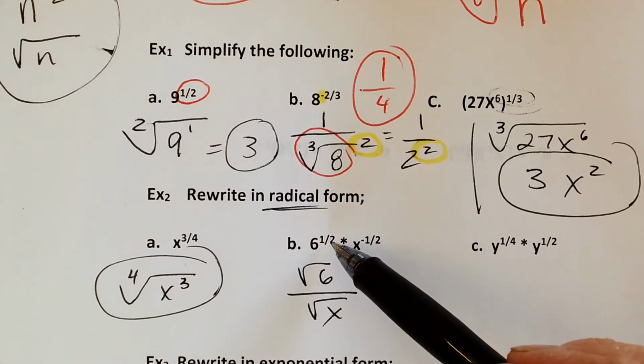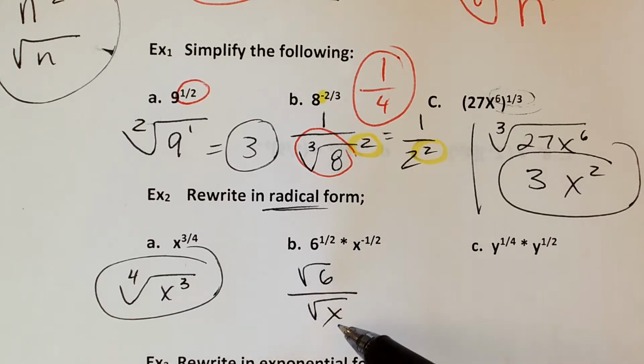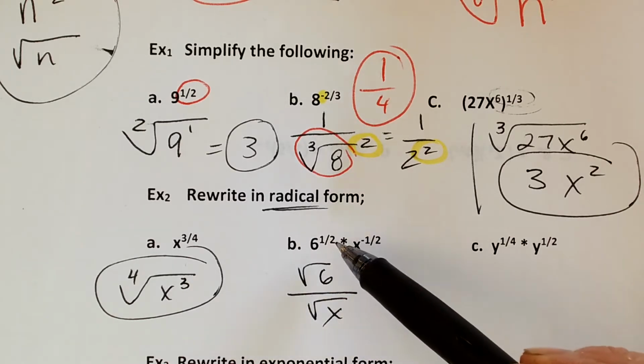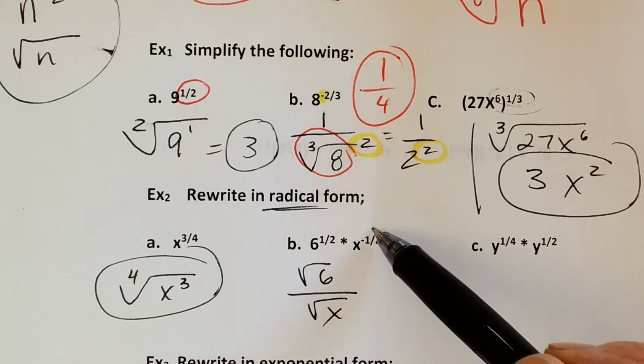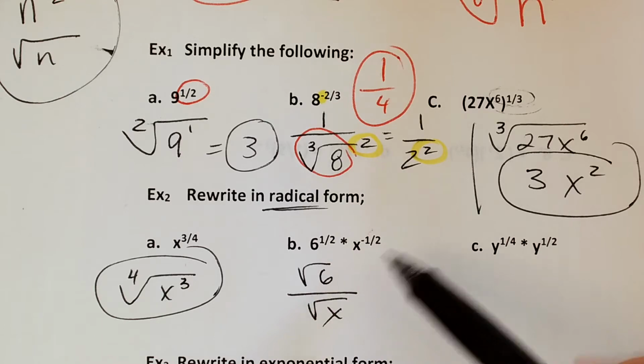Here's my 1/2 power, which means square root. 1/2 power means square root, but I got a negative, so I brought it down. Okay? 1/2 power means square root of 6. 1/2 power means square root of x, but because of the negative exponent, I brought it down, okay?